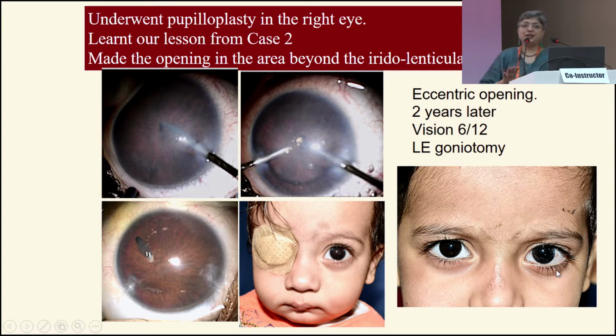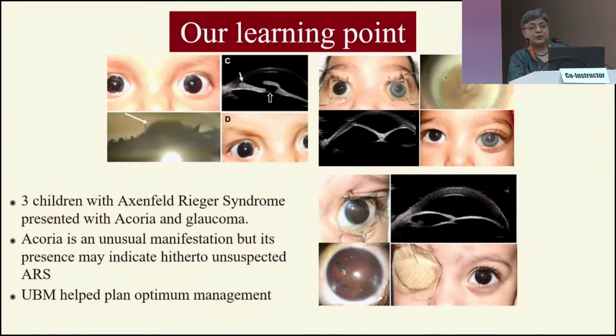I'm very wary of touching the clear lenses of these children. This is something which we always keep in mind. But with the patching, she's 2 years later, she's 6/12, and the left eye also has undergone a goniotomy. Sometimes it's just that knowing what it is helps you plan your procedure and plan what you think would be best for the babies. I'm not saying that they'll all be fine forever. We'll keep them under follow-up, but at least we do the best.